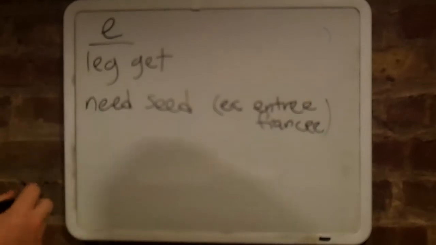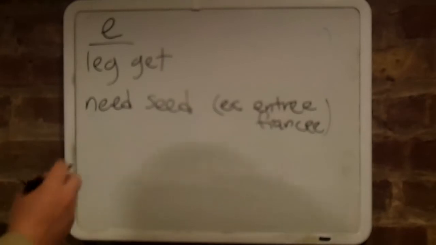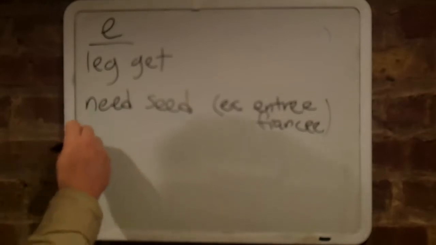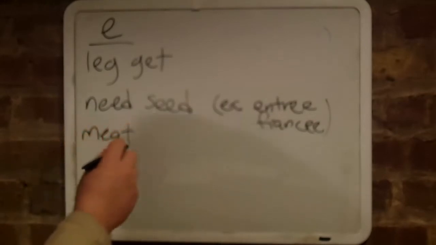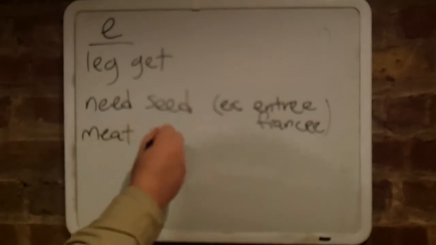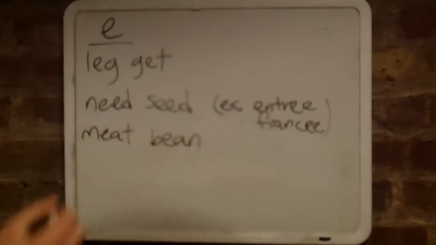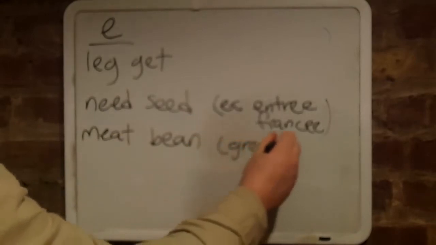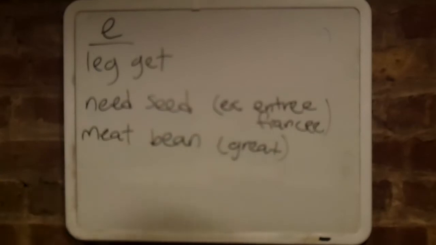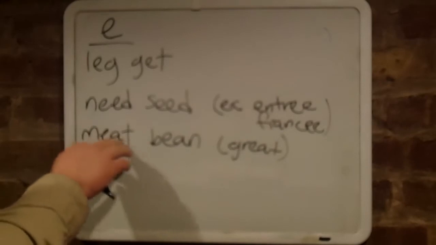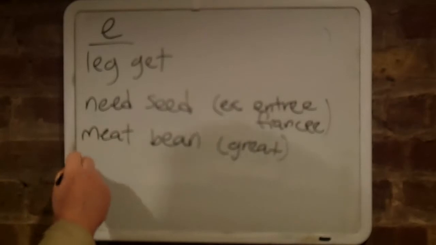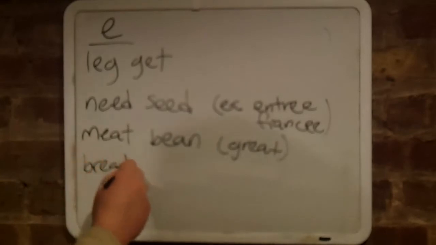And then we have the EA combination, which is a little tricky, but the EA combination almost always sounds like E as well. So you see this in words like meat and bean. The only major exception to this rule is great, which is a irregular spelling. And so most of the time EA also sounds like E. There are a couple of words where EA sounds like eh again, and those are words like bread and head.